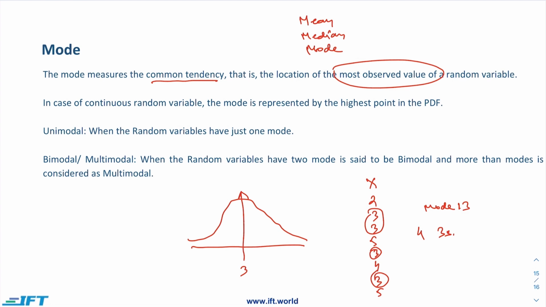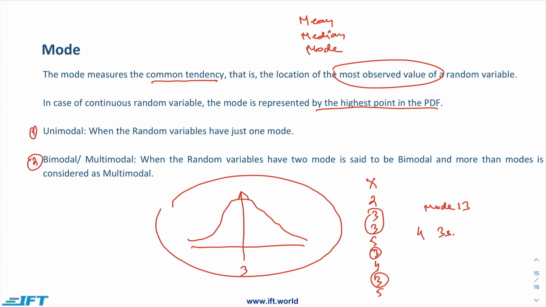Or we can also say that mode is represented by the highest point in the PDF. There are two concepts: there can be a unimodal or a bimodal distribution. This normal distribution is an example of a unimodal distribution, where we have only one mode available. But let's suppose we also had 7 here in this particular distribution.